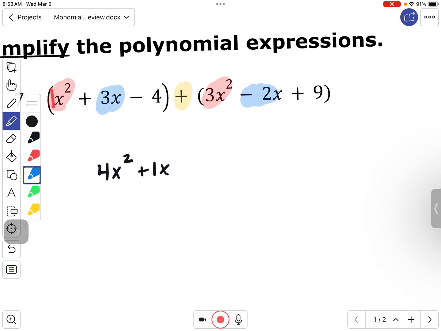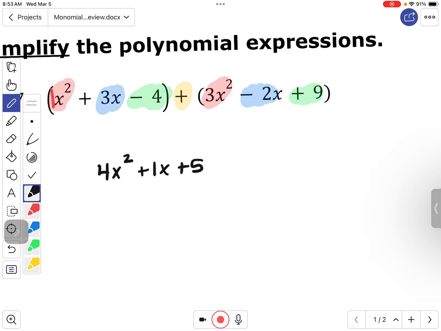And then finally, I see this negative 4 that I'm adding to this positive 9. So negative 4 plus 9 is going to give me a positive 5.